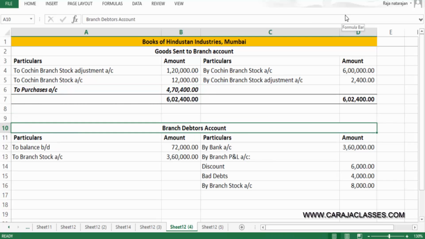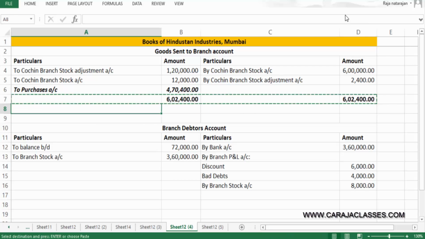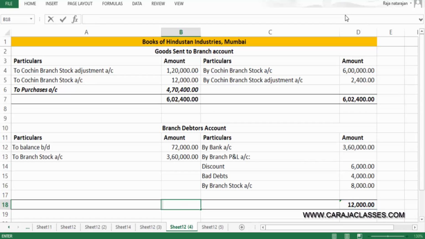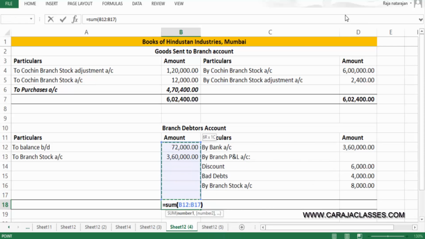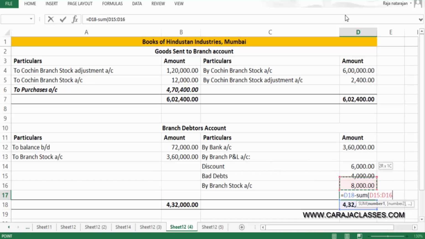Then we have branch debtors account. Let me just carry the structure. We have branch debtors account. Let's see what is the position. On the debit we have 432,000, and on credit let's see what is the position. It cannot be greater than that. It is 378, so let me carry this. So there's a balancing figure, 432,000 minus sum of these items. So I get 54 something. Okay, probably there's a difference. We have to check. Let's see what it is.